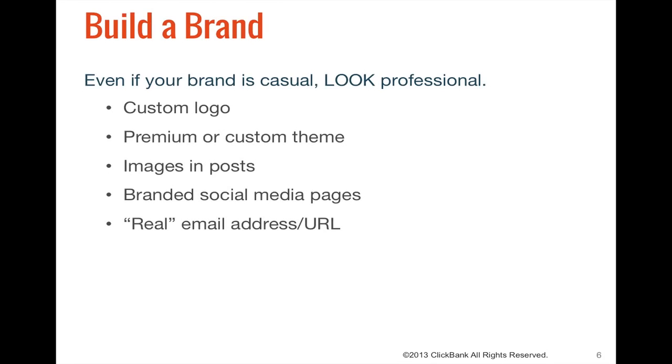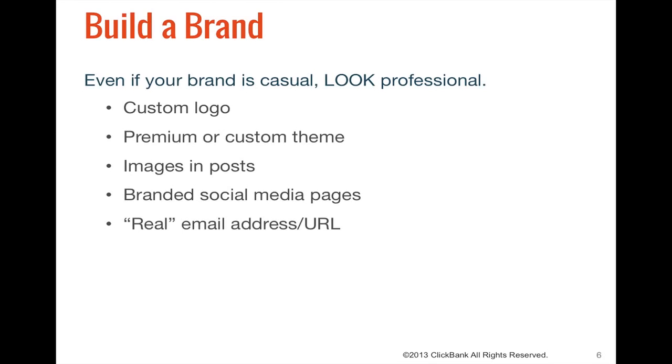So earlier we talked about building a brand and how important that was. And I just want to reiterate that here when you're trying to grow your audience, that even if your brand is casual, you want to look professional. So that would be things like having a custom logo made, which can be really inexpensive. Getting a premium or custom WordPress theme like we talked about. Having images in your posts, and there are stock photo sites that you can get those from. You can do Creative Commons free image searches to find things to use. So there are lots of sources of pictures.